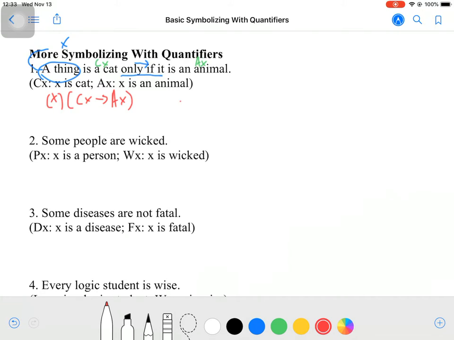We could also write that it's not the case that there exists an X such that X is both a cat and not an animal. Let's go on to 2.